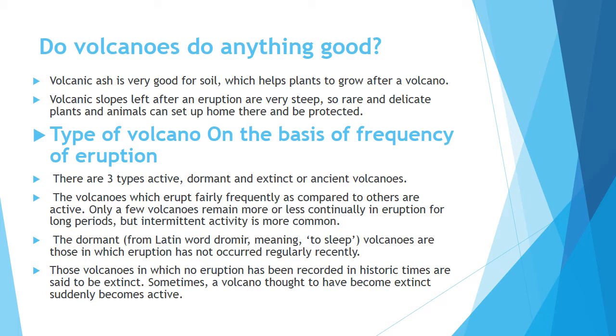Now the next question is, do volcanoes do anything good? So what is the advantage of a volcano? Is there any positive thing when a volcano takes place? The answer is yes. Because after the volcanic eruption takes place, a large amount of new material is deposited on the surface of the earth. So volcanic ash is very good for soil, which helps plants to grow after a volcano. This ash makes the soil fertile. Because of that, the plants in that area grow much faster.